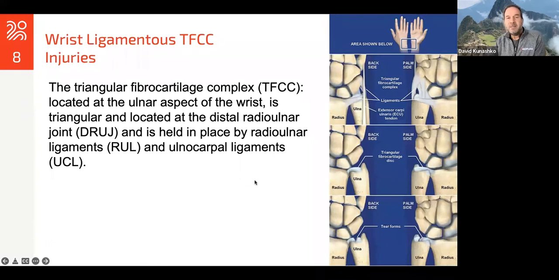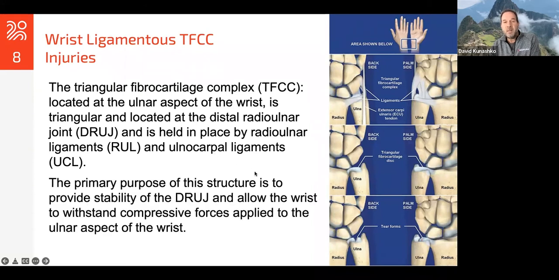So the TFCC, or the triangular fibrocartilage, you see I have some pictures here. I'll try and get my photo out of the way here. Pictures of this complex. So essentially the distal radial ulnar joint, or the DRUJ, is held in place by two ligaments, the radial ulnar and the ulnocarpal ligaments. Now, the primary purpose of this structure is to provide stability at this particular juncture of the wrist. And it allows it, especially with the cartilage, to withstand compressive forces. That's why that cartilage is there, to prevent injury.